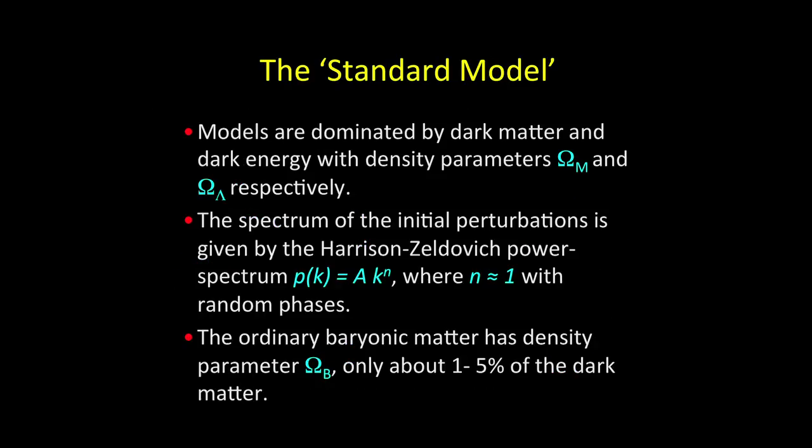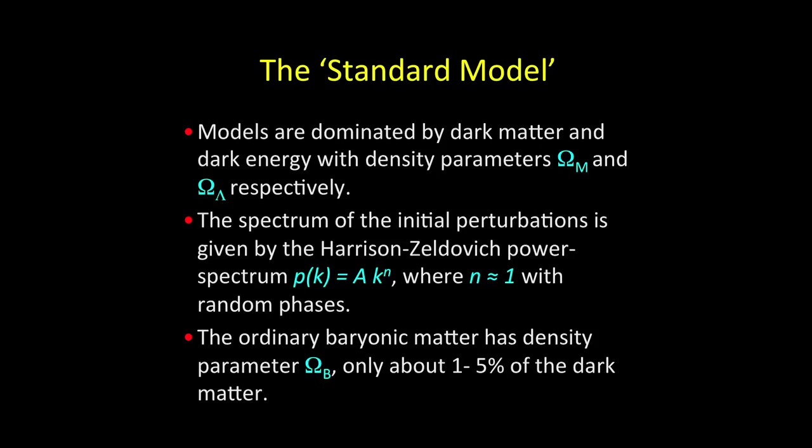What we're saying is that the models are going to be dominated by dark matter and dark energy, and we're going to call these their density parameters omega m for the mass dark matter and omega lambda for that associated with the dark energy. We've got to put in an initial spectrum of perturbations, or else we won't end up with structure now. And so what people do is to put in the simplest possible power spectrum, something which looks like this. This is just defining the noise properties of the input spectrum. Just a power law in wave number k with n equals 1. It's the simplest possible thing that you could do with random phases.